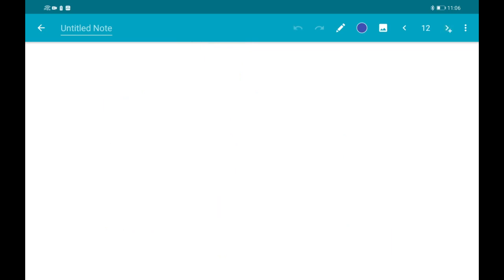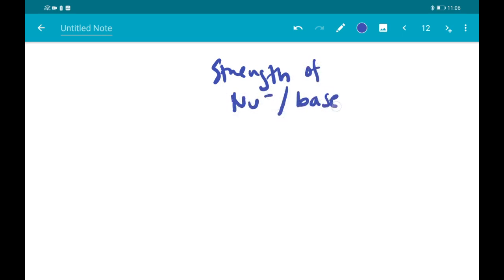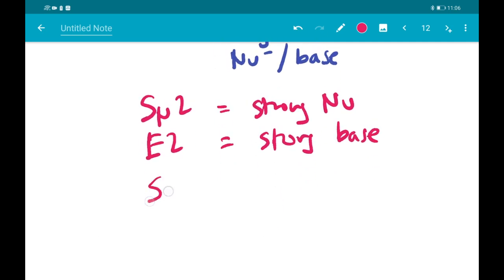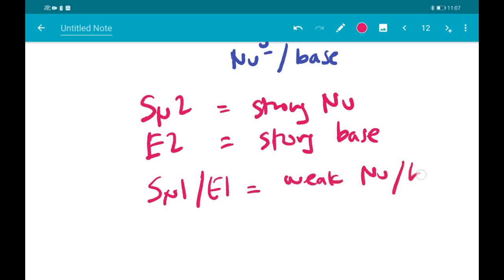The second factor will be the strength of the nucleophile that we are using or the base that we are using. So technically, SN2 will prefer a strong nucleophile. For E2, it will prefer a strong base. But for both SN1 and E1, it doesn't matter. It can also proceed by using either a weak nucleophile or base.